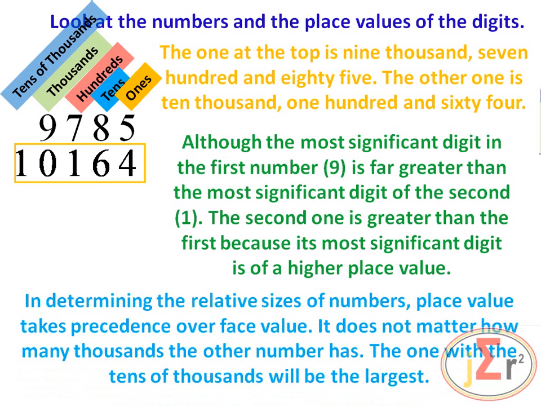In determining the relative sizes of numbers, place value takes precedence over face value. It does not matter how many thousands the other number has. The one with tens of thousands will be the largest. So it does not matter how many thousands we have here, as long as we do not have a zero here, then tens of thousands will be larger.